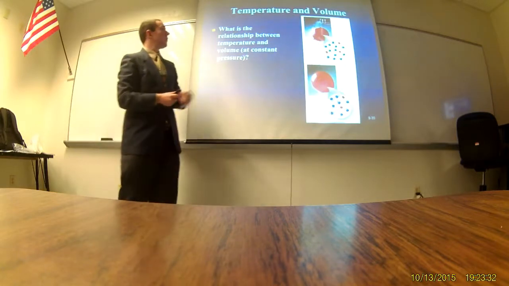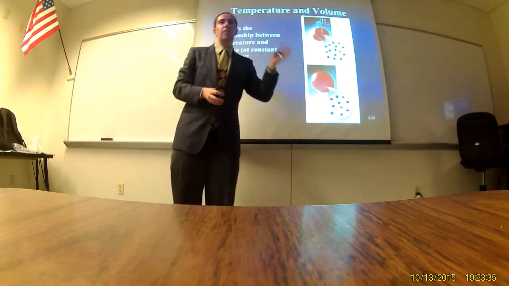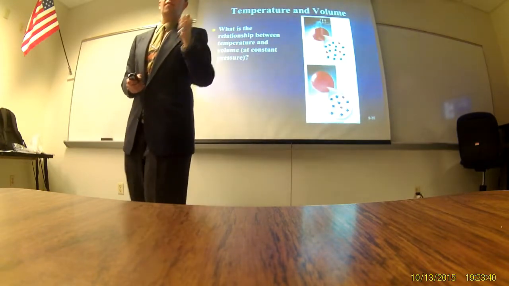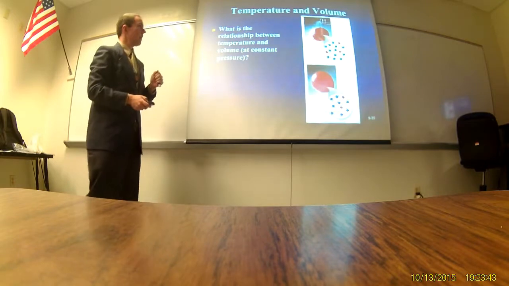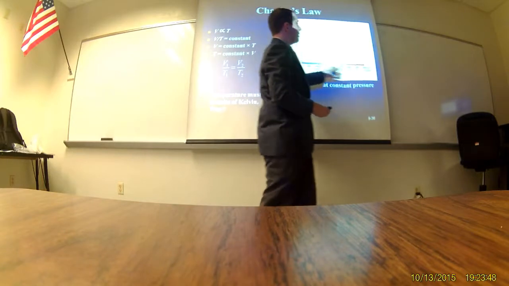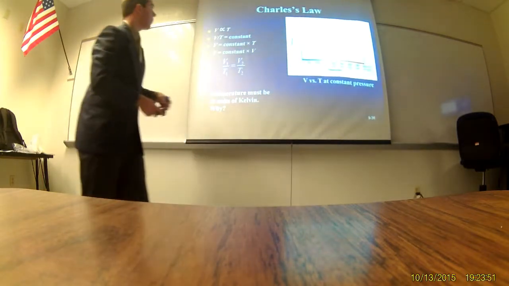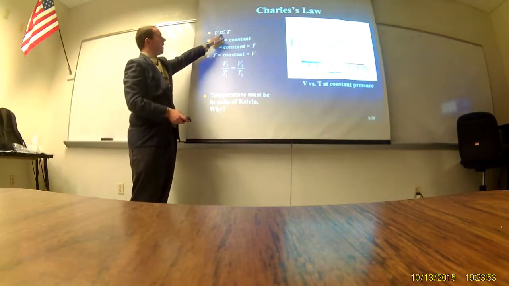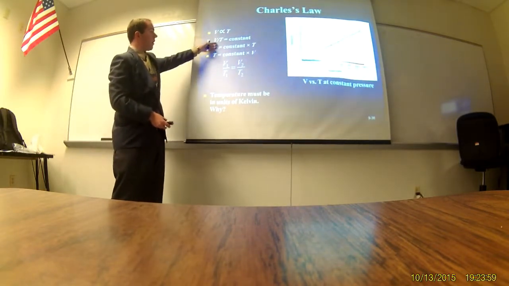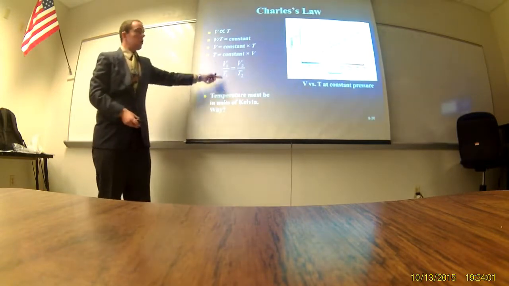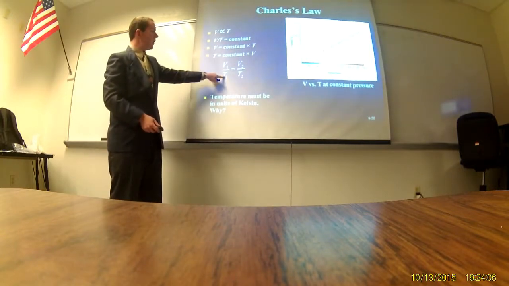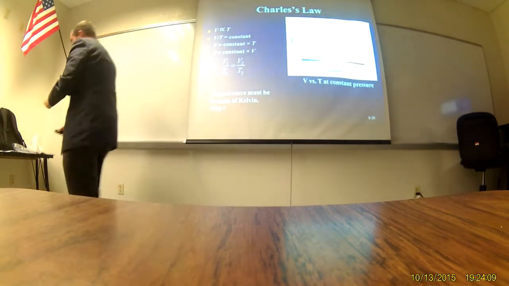So the relationship between temperature and volume is they go in the same direction. Proportionally, again. If you double the temperature, you're going to double the volume. Again, we have our nice little linear graph showing us proportional. V, volume, is proportional to T, temperature. Do our math magic, and we get Charles' law. Charles' law is V1 over T1 equals V2 over T2.